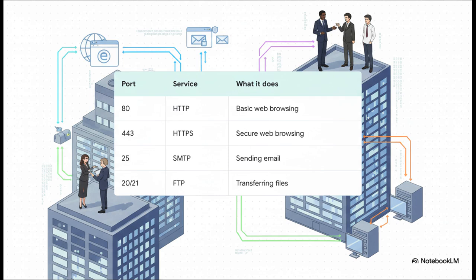Now, this whole system isn't just random. There are thousands and thousands of ports, but some of them are kind of like the executive floors in our building. They're reserved for very common services. Port 80, that's for your standard web traffic. 443 is for secure traffic. That's the little lock icon you see in your browser. And port 25 is dedicated to sending email. These are universal standards that basically keep the entire internet organized.